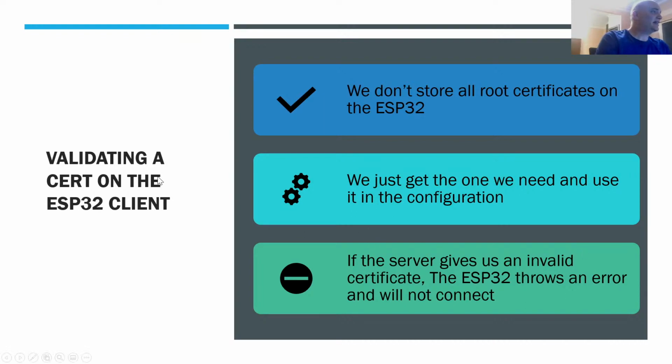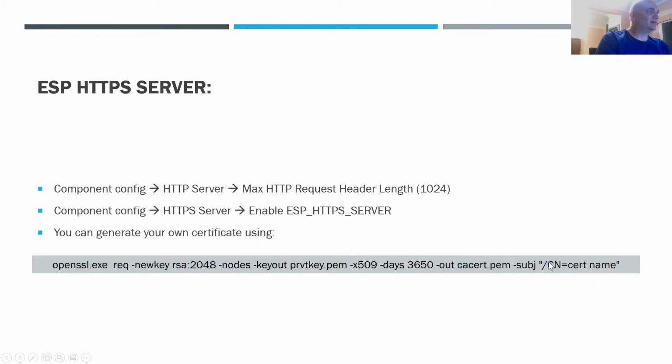So validating a cert on the ESP32 client, we don't store all the root certificates in the ESP32. That would be a waste of space. We just get the ones that we need and use them in the configuration. If a server gives us an invalid certificate, the ESP32 throws an error and will not connect. Now, a couple of things to note.